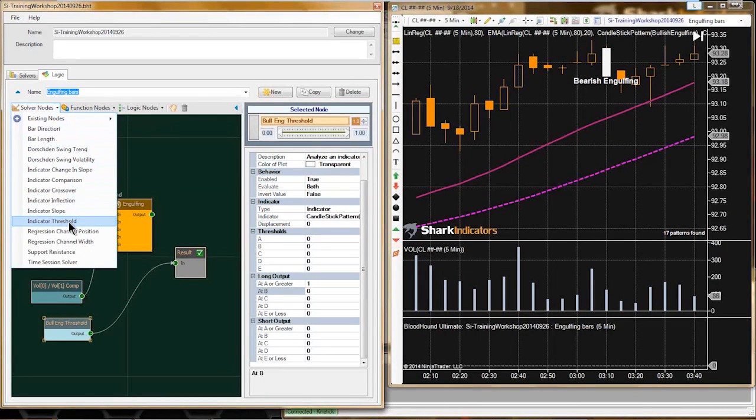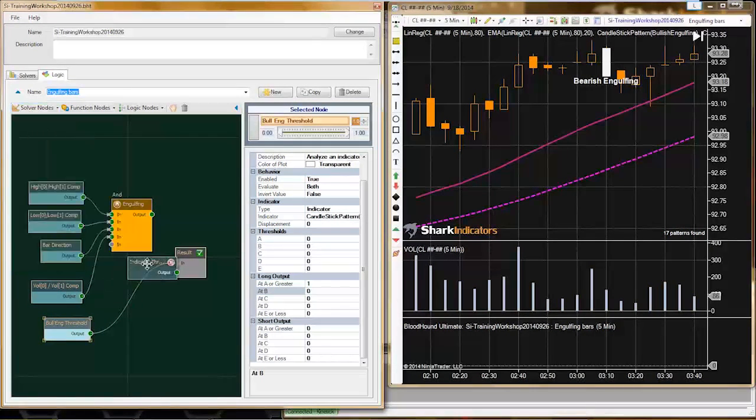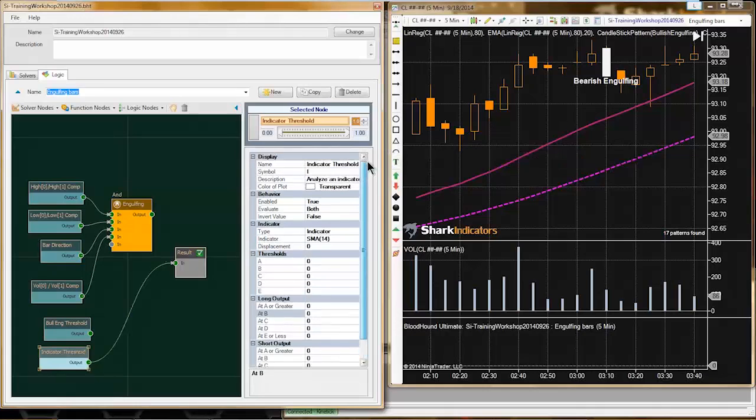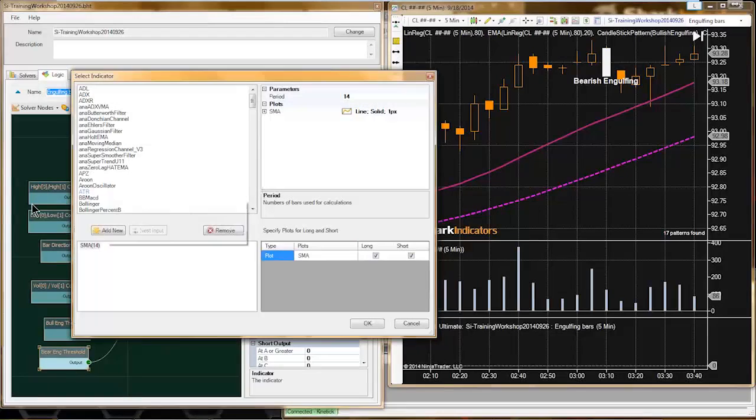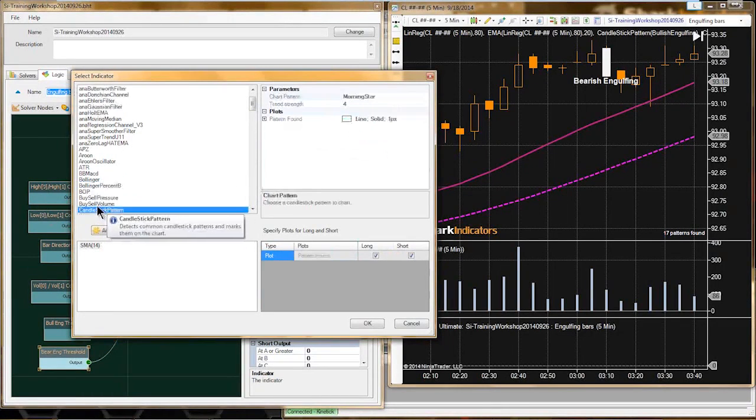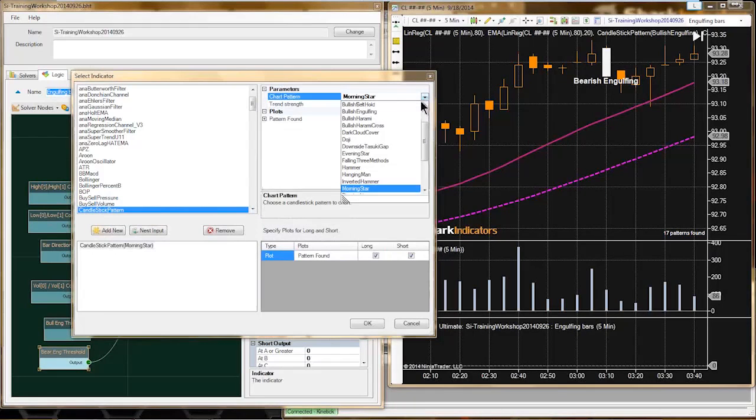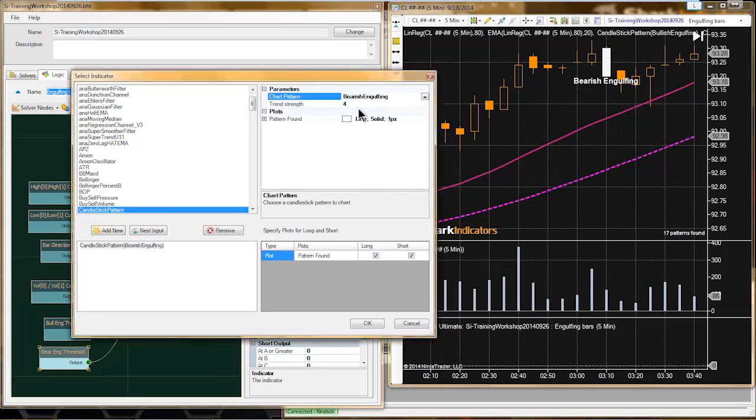Alright, so if we're going to look for those bearish engulfing, we'll just grab another threshold solver. And let's change the name here. Change our indicator over and set it to bearish engulfing. Let's see, there we go.